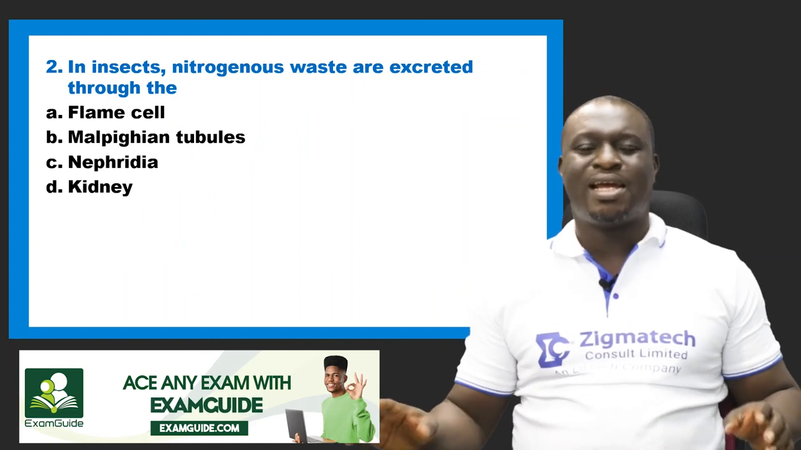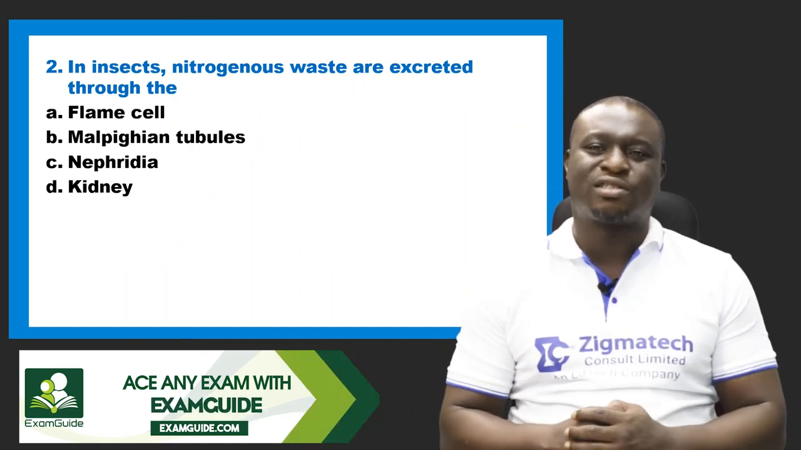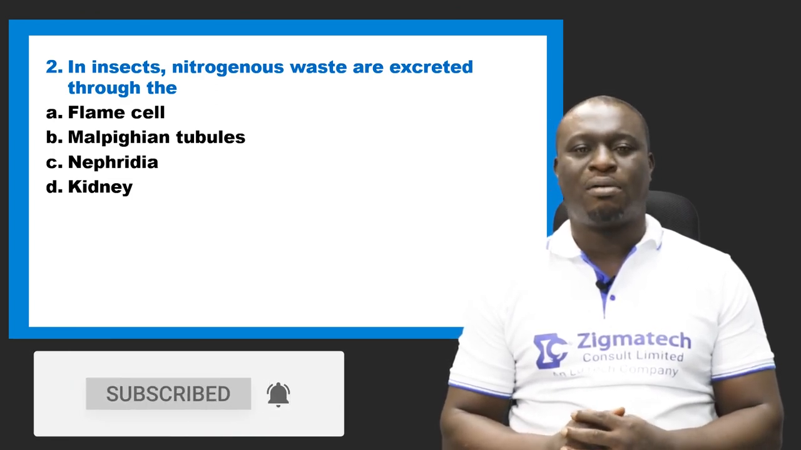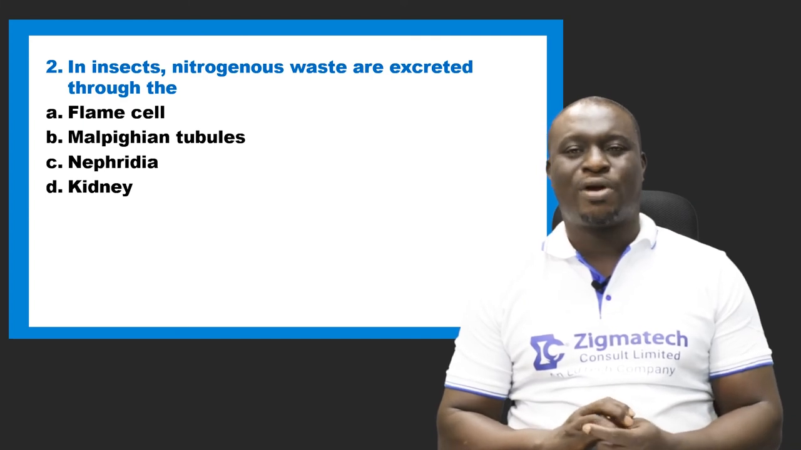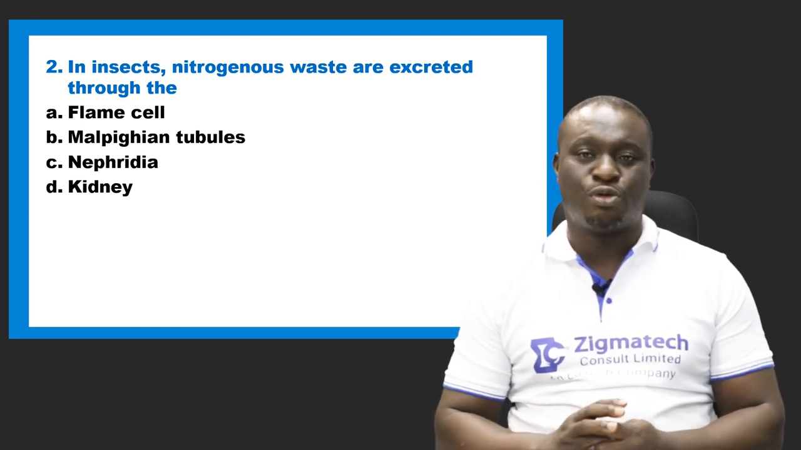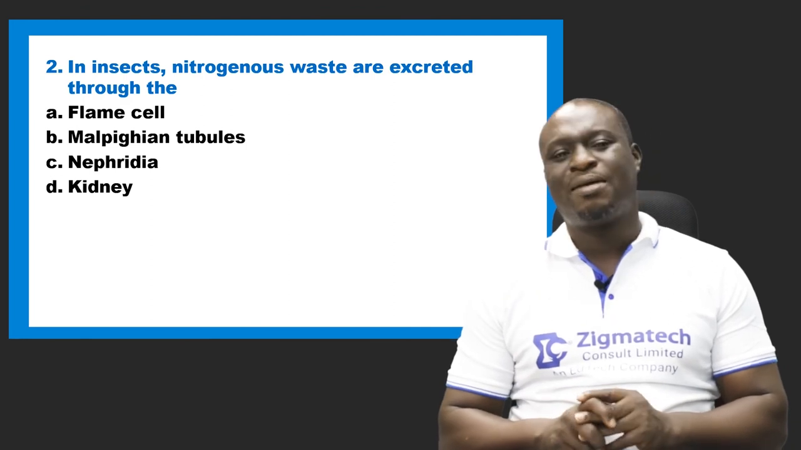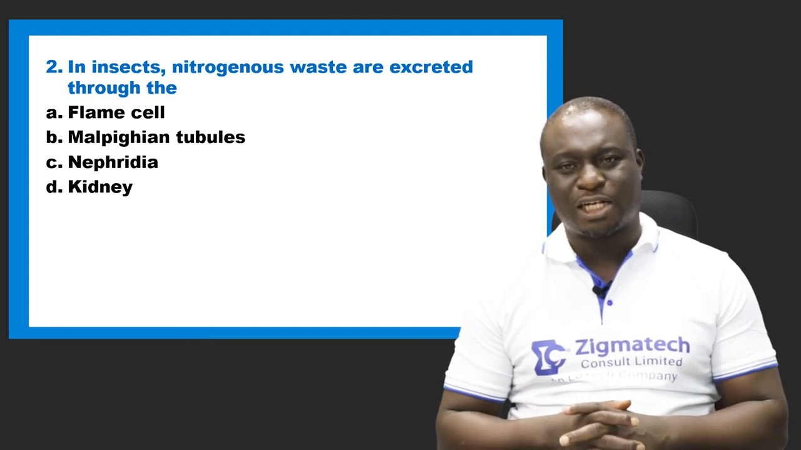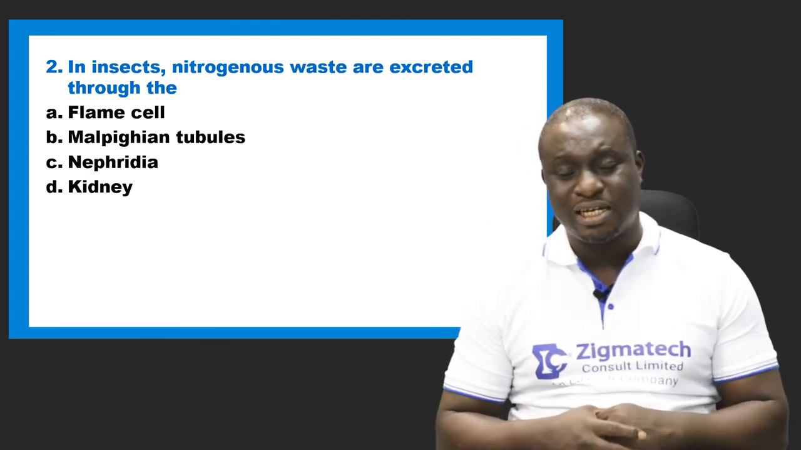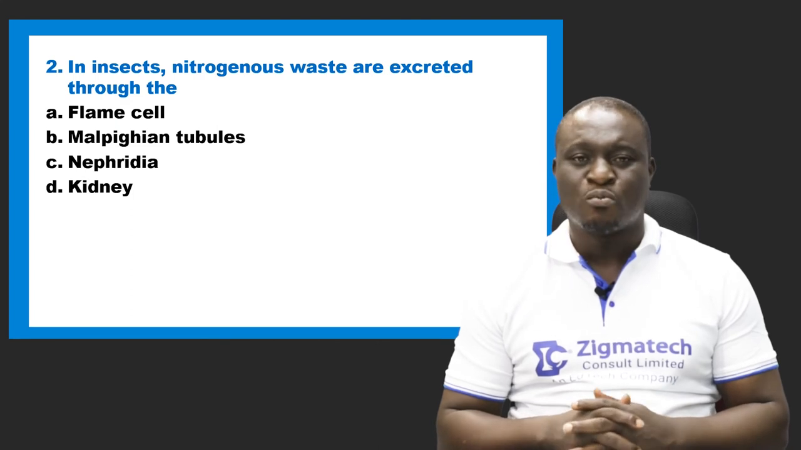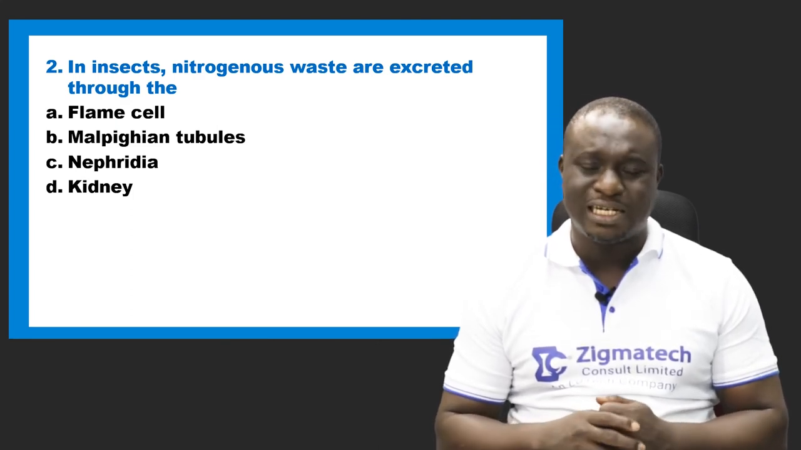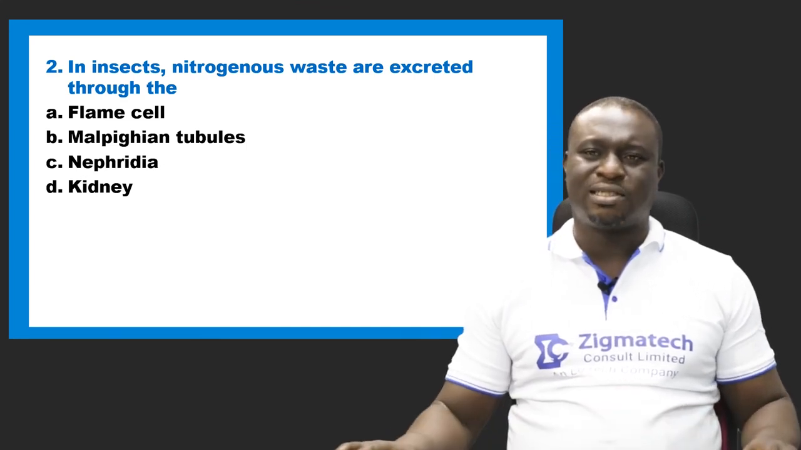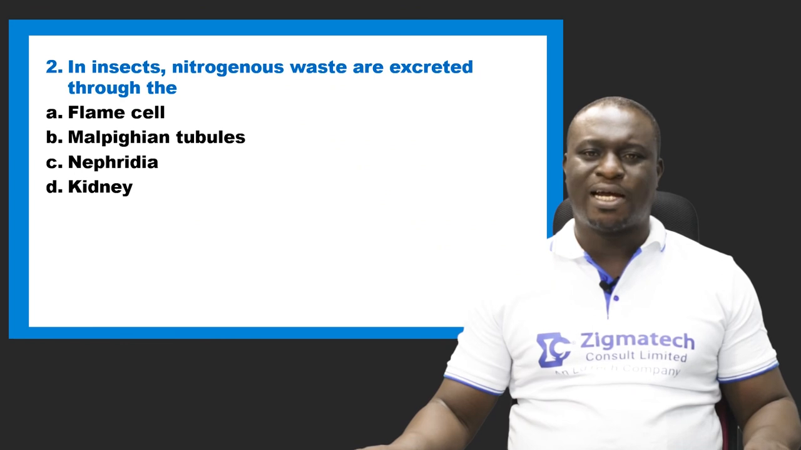Number two, in insects, nitrogenous waste are excreted through the, remember we made use of the cockroach as an example, and the correct answer is Malpighian tubules, which is option B. It cannot be option A, flame cell is the excretory organ of flatworms. It cannot be option C, nephridia is the excretory organ of roundworms, and option D is the excretory organ of vertebrates. So B is the correct answer, the excretory organ of an insect.